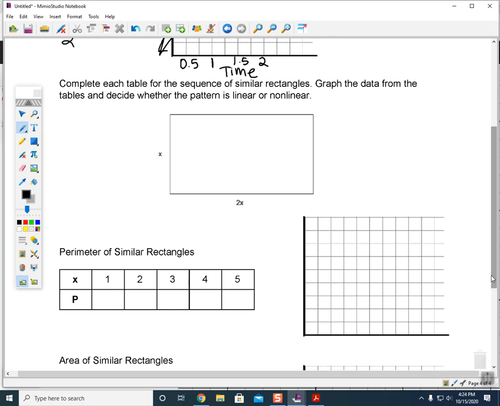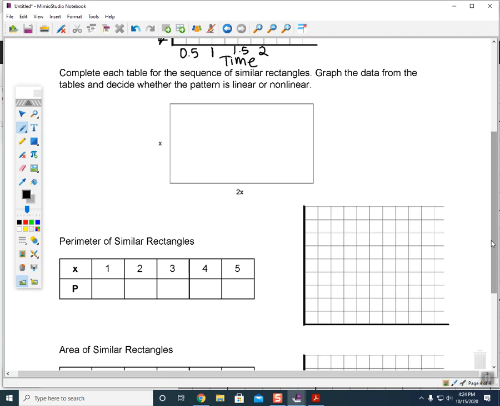Okay, complete each table for the sequence of similar rectangles. Graph the data from the tables and decide whether the pattern is linear or nonlinear. So I have this rectangle. My width is x, my length is 2x. So what I need to do is figure out my perimeter. So when x is 1, I would have 1 plus 1 plus 2 plus 2. So 1, 2, 3, 4, 5, 6.